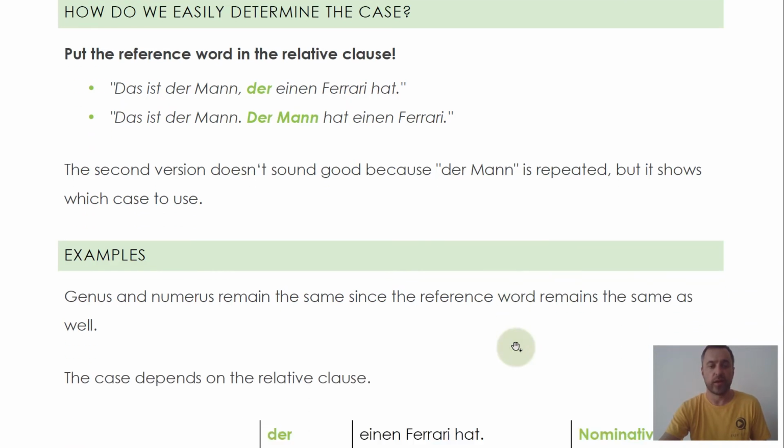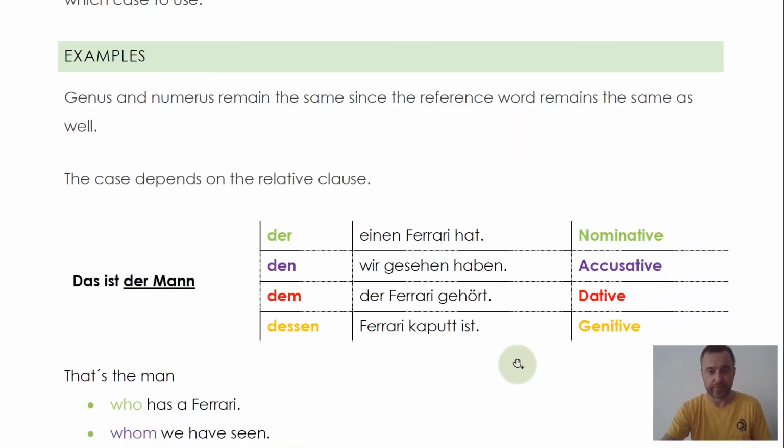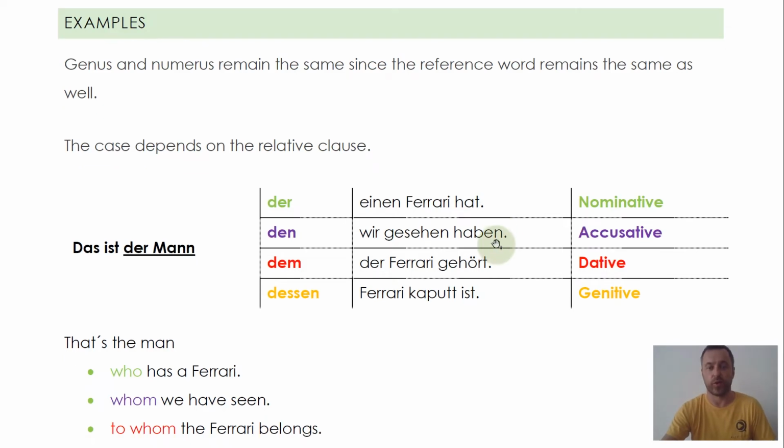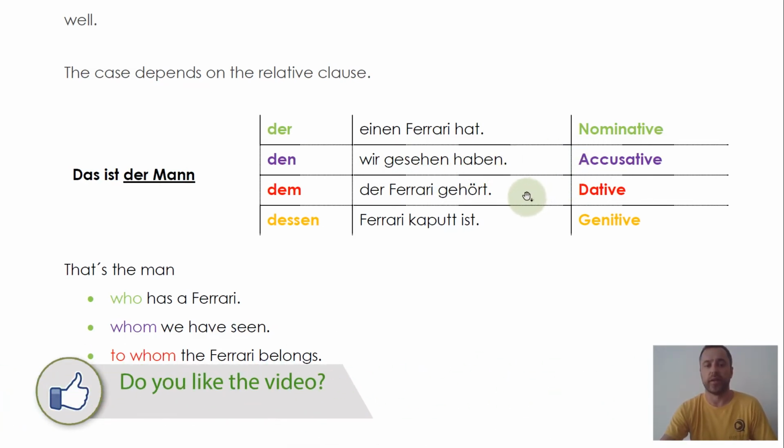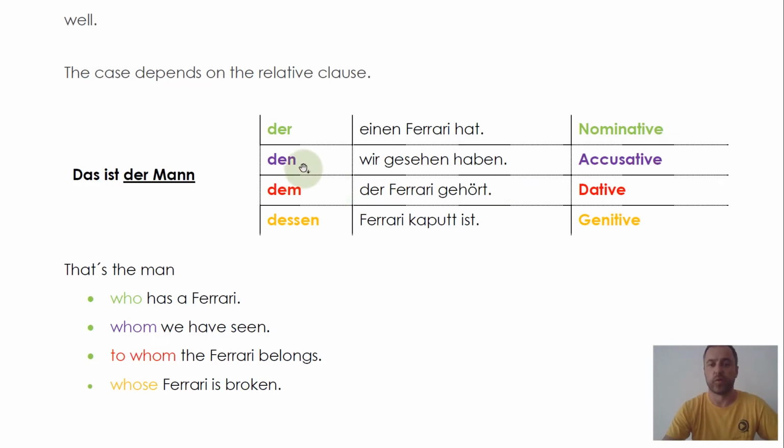Let's have a look at the same example in different cases to make it obvious for you. So we have the first example here. We explained that already. And the second example, das ist der Mann, den wir gesehen haben. So that's the man whom we have seen. So if we put Mann in here again, wir haben den Mann gesehen. So it would be den Mann gesehen, direct object, who have we seen, accusative. So that's why den wir gesehen haben.